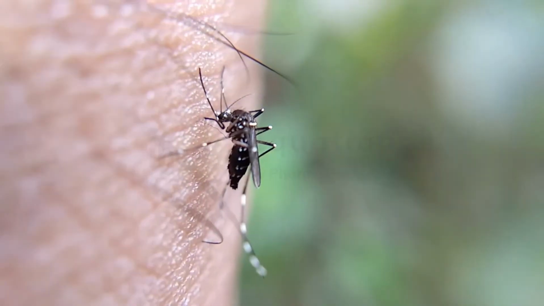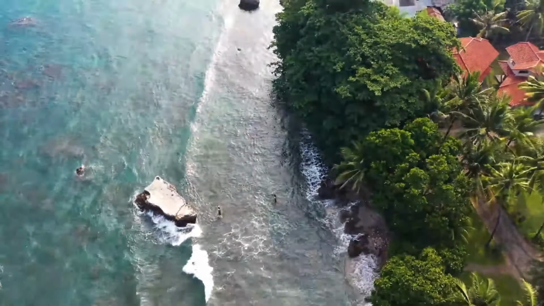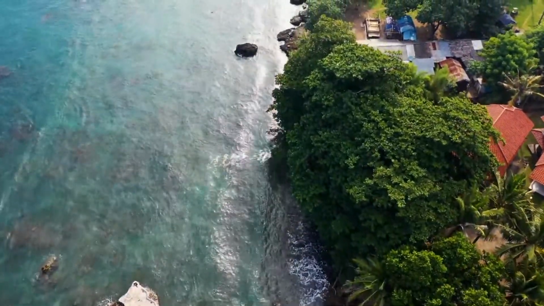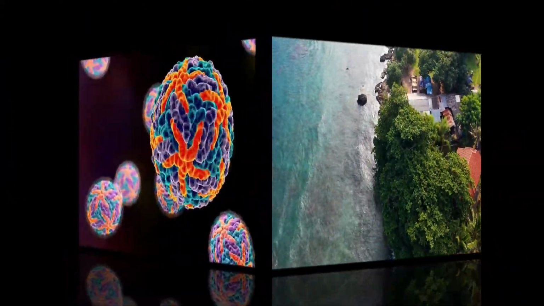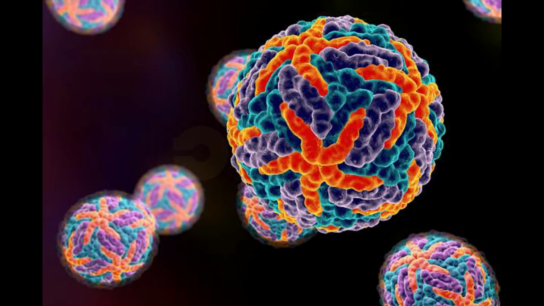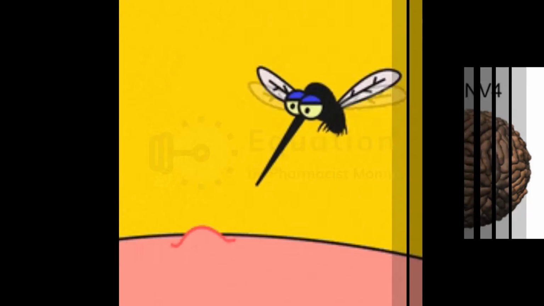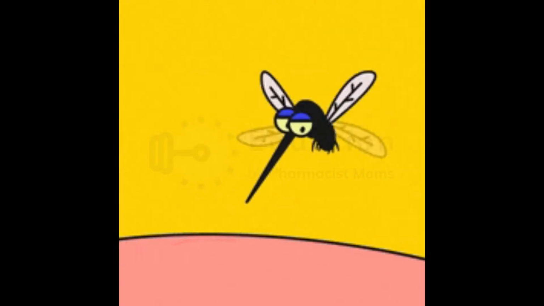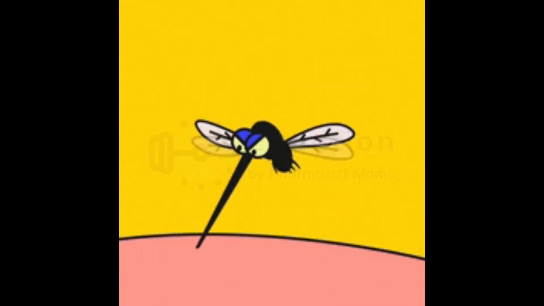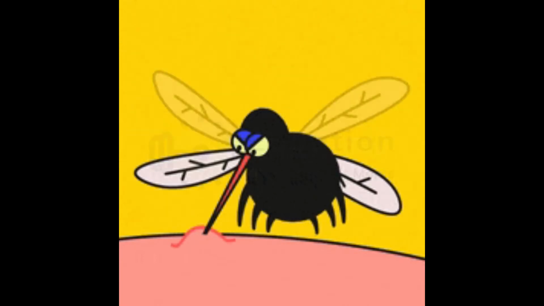Dengue is a mosquito-borne viral infection, found in tropical and subtropical climates globally. Dengue virus, or DENV, is the virus responsible for causing dengue, having 4 serotypes, indicating that it is possible to be infected 4 times. The virus is transmitted to humans through the bites of infected female mosquitoes, predominantly the Aedes aegypti mosquito.